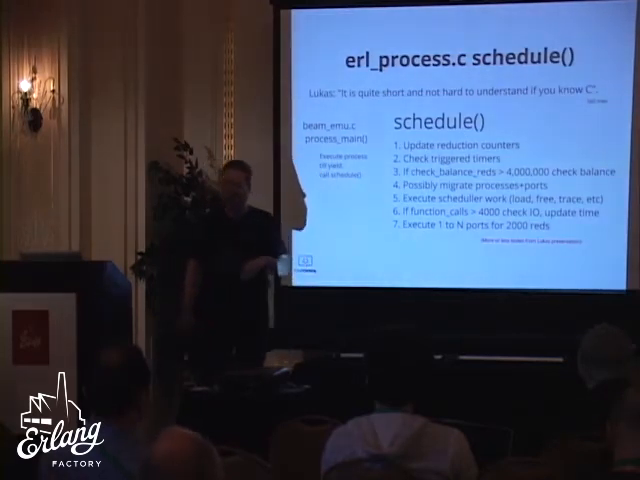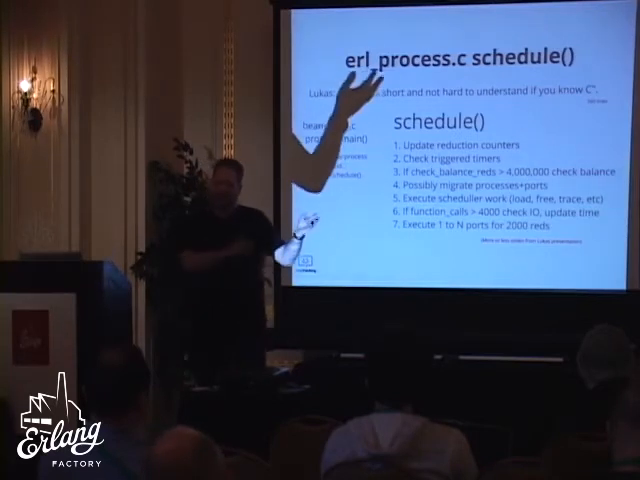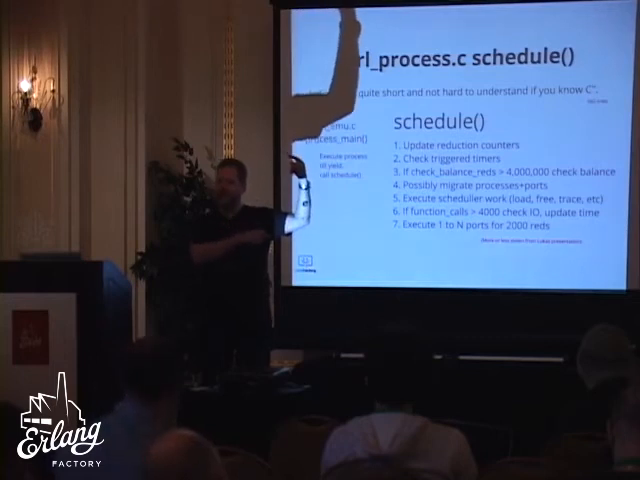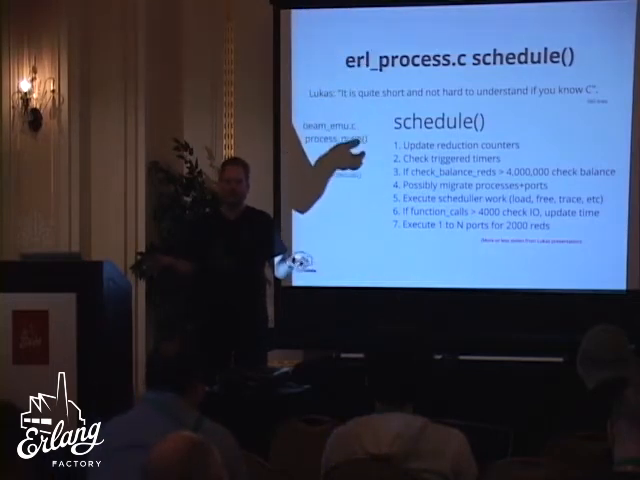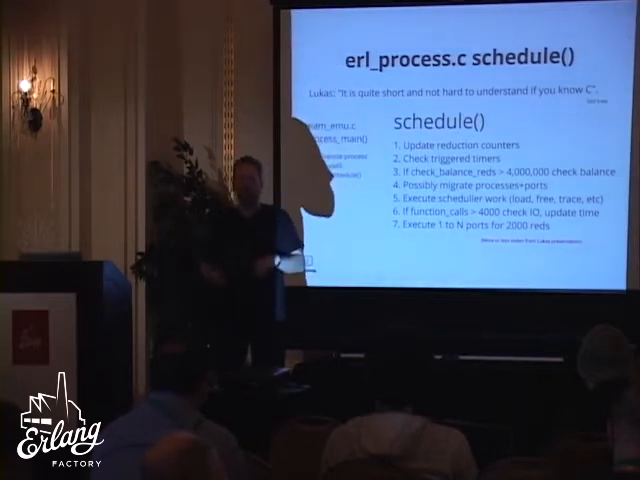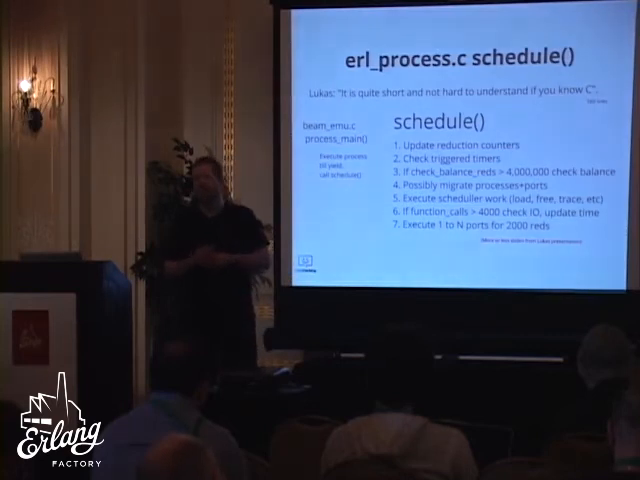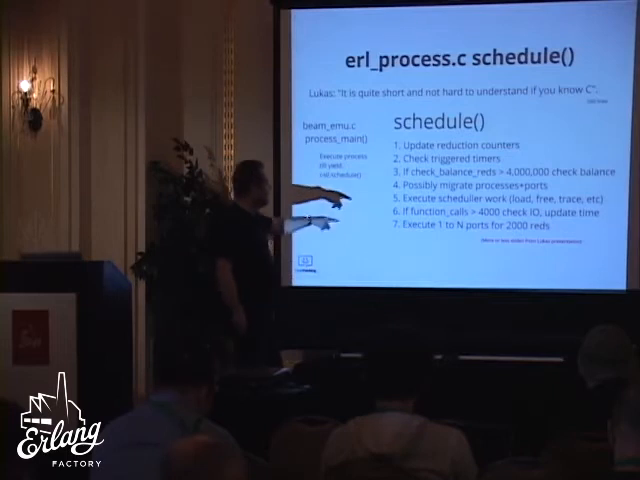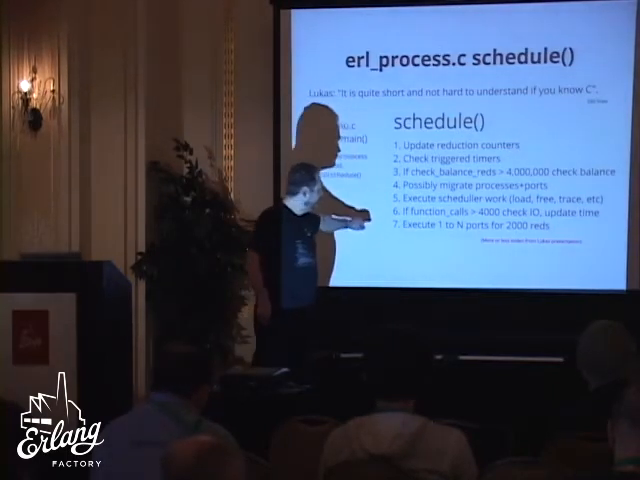But this is to keep it like the way it was when you had only one scheduler. You did 4,000 reductions' worth of work before you checked for IO. And you do the same amount of work, but you do it in less time. You do it as the time divided by the number of schedulers you have. So this is actually done quite often.